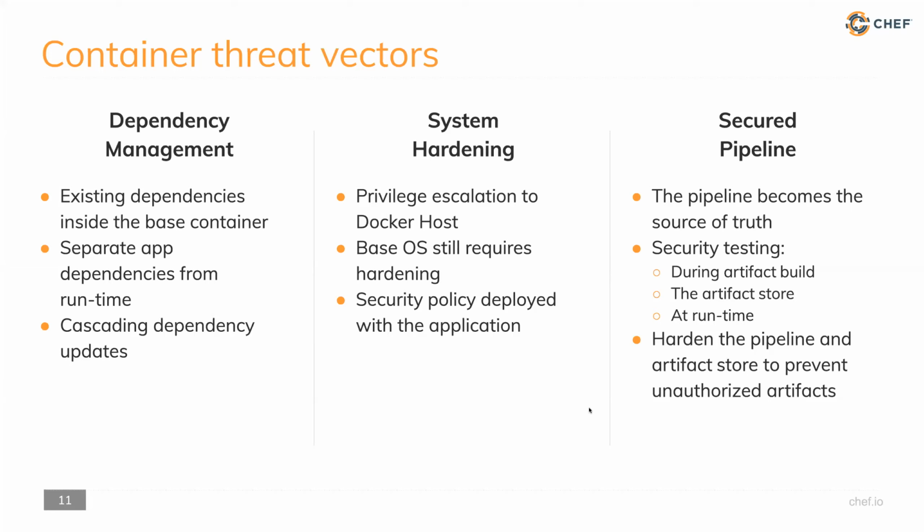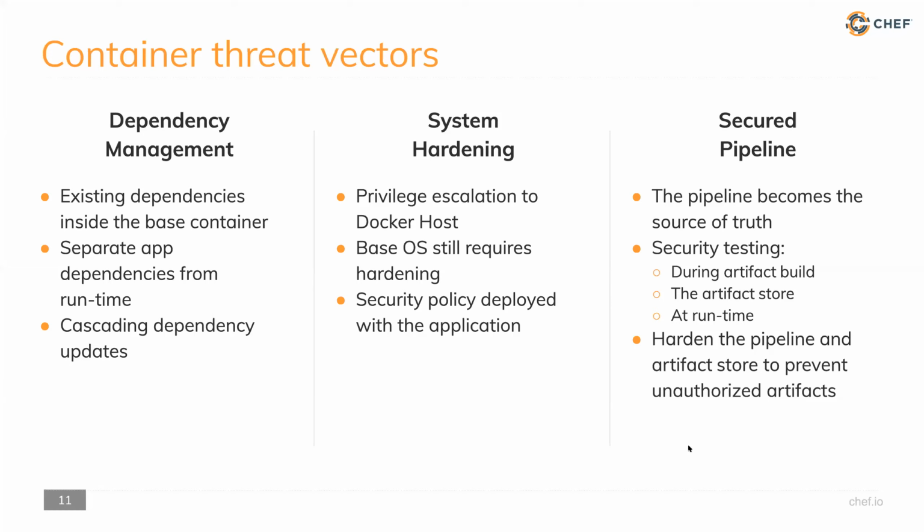If somebody or something gets onto a container or onto your Docker host, there are privilege escalation concerns. The base OS still requires hardening, and you still have to deal with a security policy within the application. That problem doesn't go away just because we're in microservices and there's a theoretical one process per container. We really do have to focus on that because, again, the sprawl of containers means that our attack surface is now a lot larger than it was back when we had monolithic applications running on big, heavy VMs.